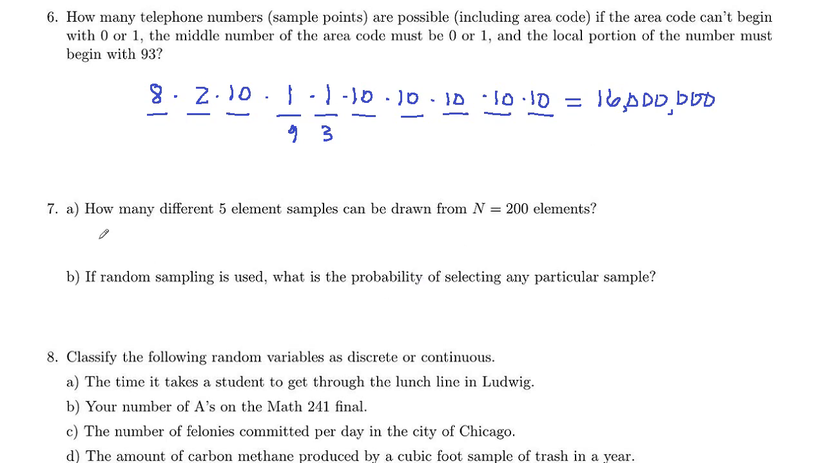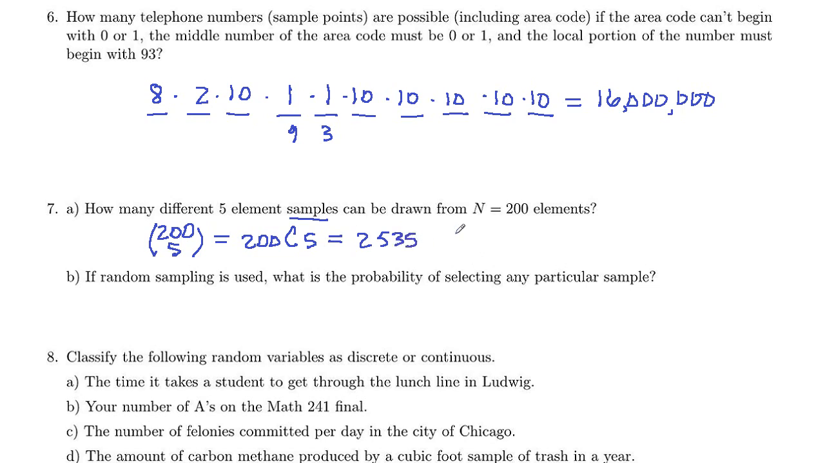Some more counting here. Number 7, how many different 5-element samples can be drawn from 200 elements? For samples, order does not matter. This is combinations, so you are just going to do 200 choose 5. You can just use nCr on your calculator. That's under the probability menu, remember. So this is going to be 200 C 5.